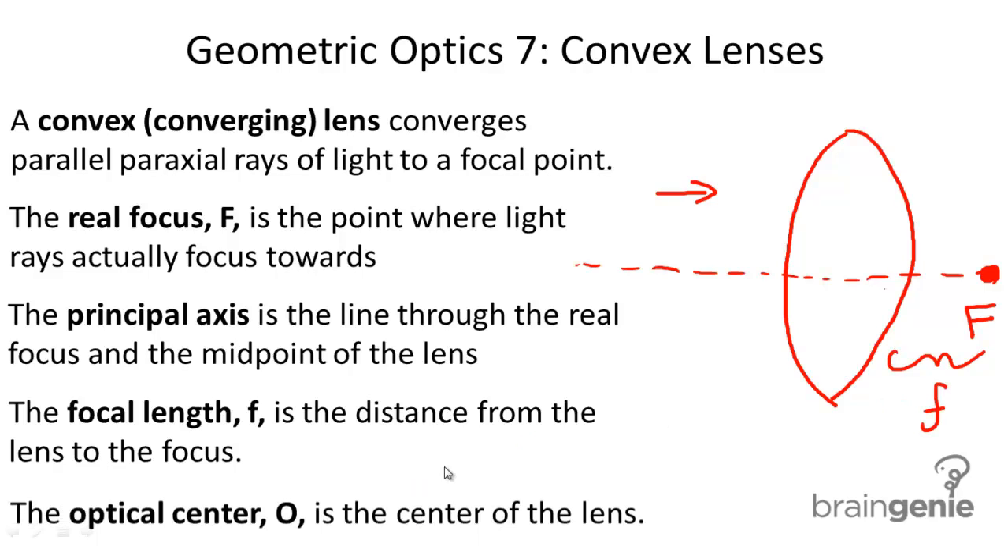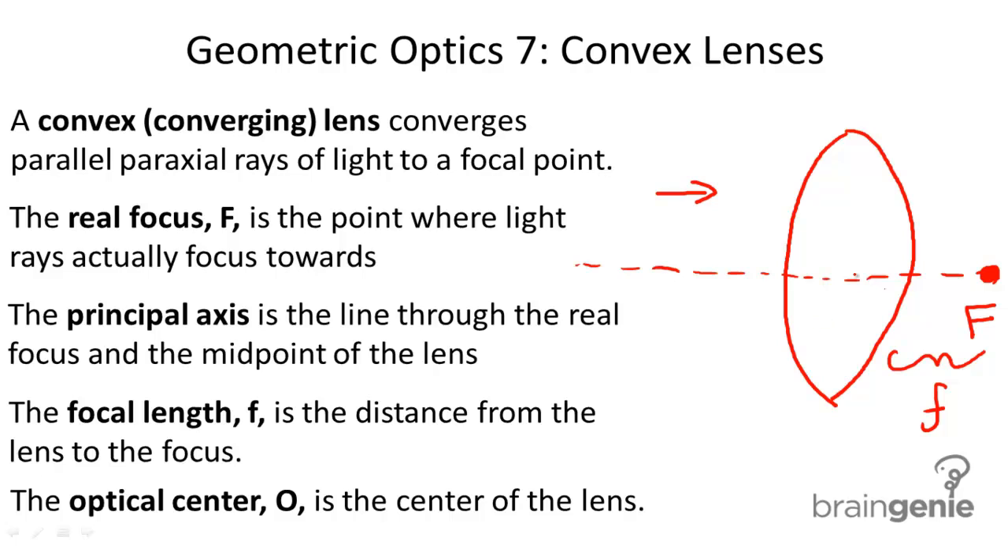And then finally, we have the optical center, O. That's the center of the lens. Now, rays going through the optical center are undeflected and they do not refract. So all rays going through the center go straight through the center without refracting.